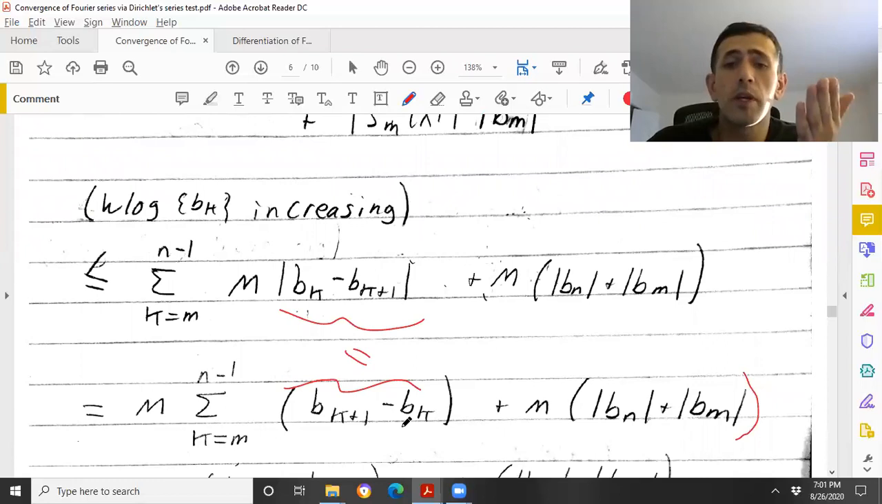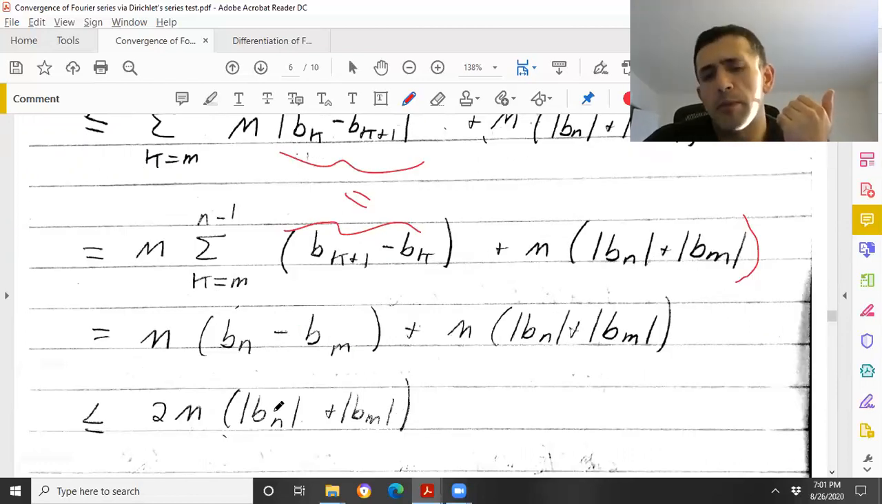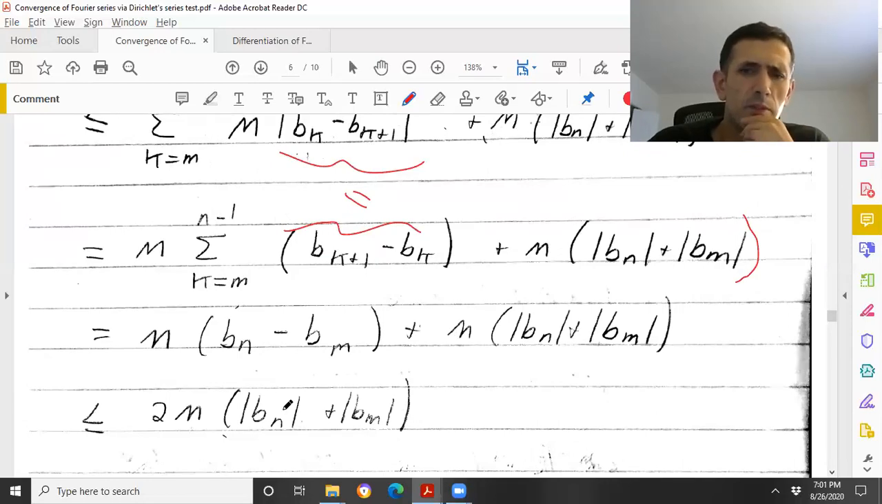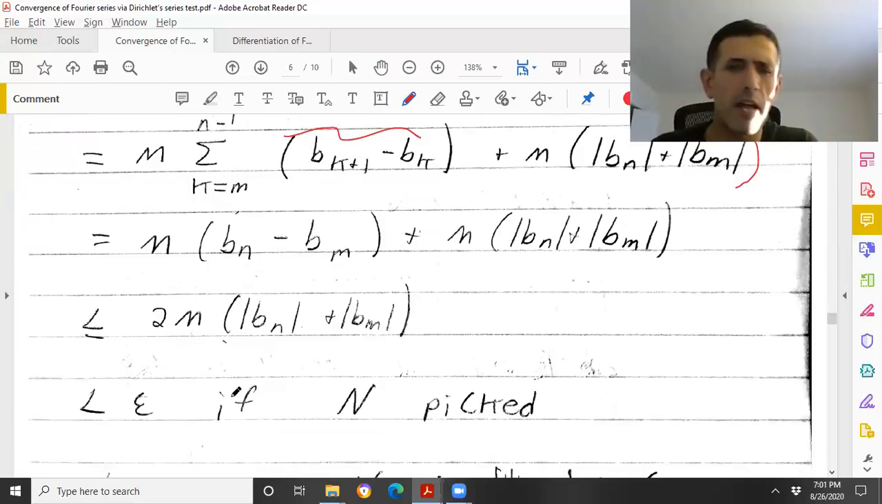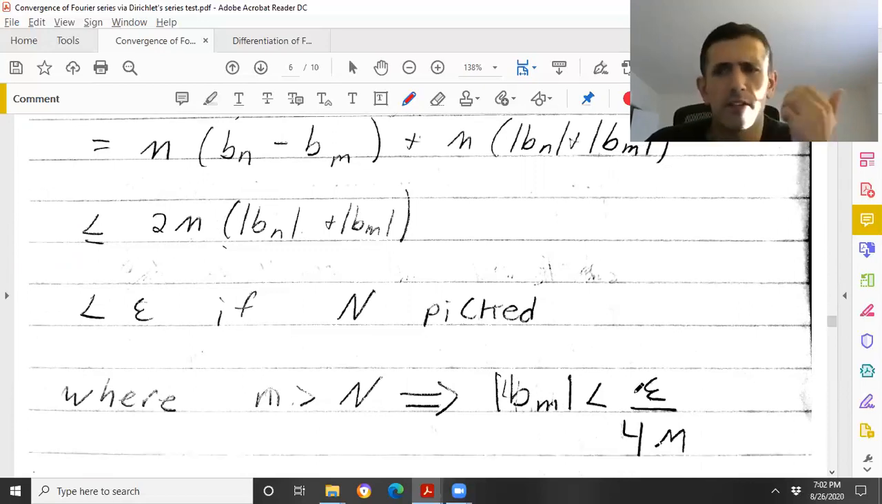So now this is a telescoping series, a telescoping finite series. And everything cancels except the first and last term. So this is M(b_n minus b_m), at most big M times the absolute value of b_n plus the absolute value of b_m. Now, certainly b_n is less than or equal to its absolute value, and minus b_m is less than or equal to its absolute value. So you just get 2M times the absolute value of b_n plus the absolute value of b_m. And we're basically done. We can make this less than epsilon absolutely trivially by picking big N such that m bigger than n, and thus n bigger than N, implies that this is less than epsilon over 4M. Here we're assuming this big M is bigger than 0. But we're absolutely allowed to do this because that's our assumption.